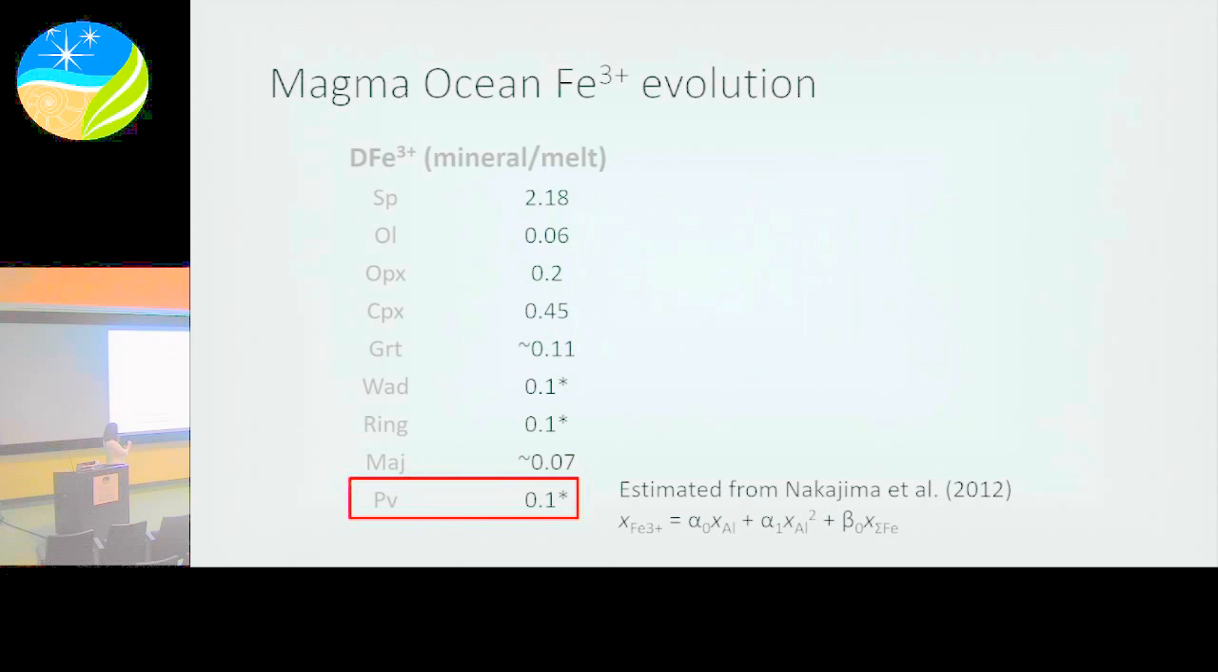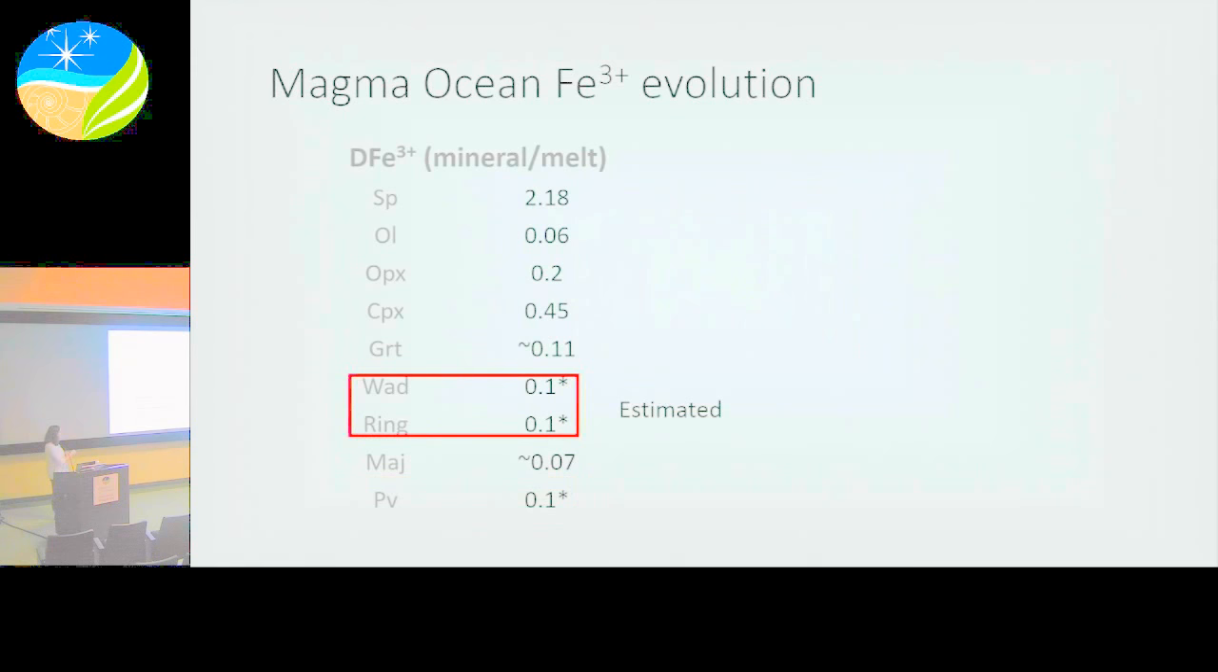Perovskite, there again, because people have been interested in this disproportionation reaction, there have been some measurements of iron 3+ in the perovskite. So I'm estimating a low value here, and then I'll also show you results where I'm tying it to the aluminum abundance in the perovskite. And then for wadsleyite and ringwoodite, as far as I know, there have been no measurements of this. If anybody knows of any, I'd love to hear about it.